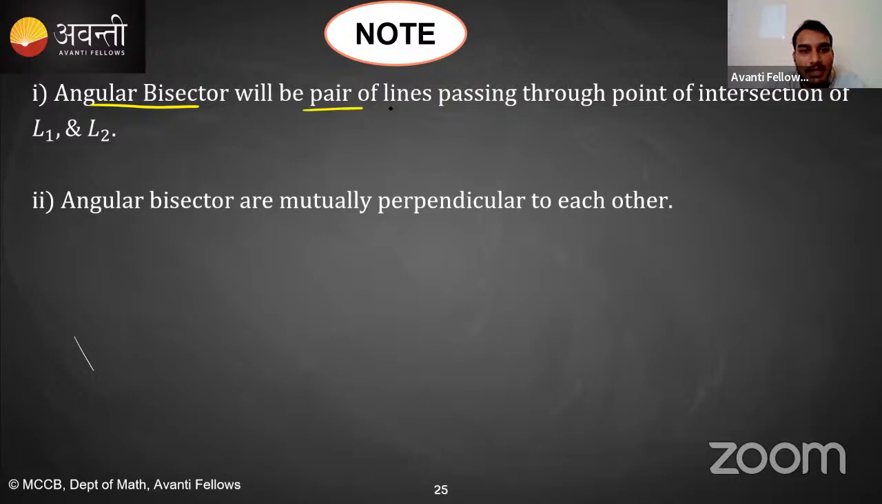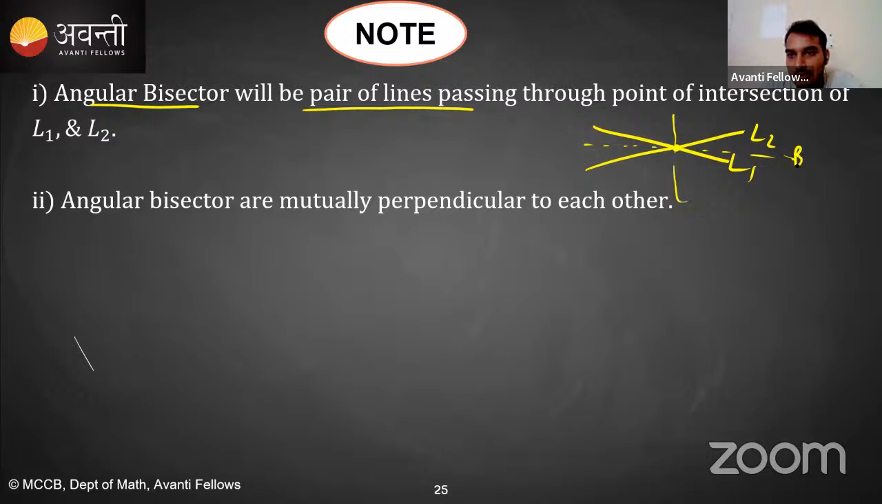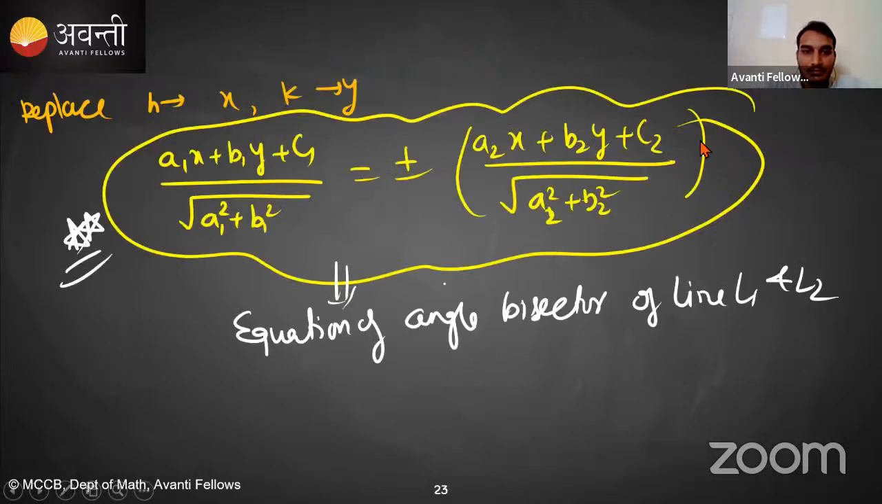angular bisector will be a pair of lines passing through the point of intersection of L1 L2. We have seen this, this is L1, this is L2. So the angular bisector will pass through this point. This is L1, this is L2, so B1, B2. So the angular bisectors are passing through the point of intersection of L1, L2. So you can easily write it in terms of L1 plus lambda L2 equal to 0. Yes or no? Bring L1 here, plus minus lambda, let's assume, is equal to L2. So L1 plus minus lambda L2 equal to 0. Are you able to see this?